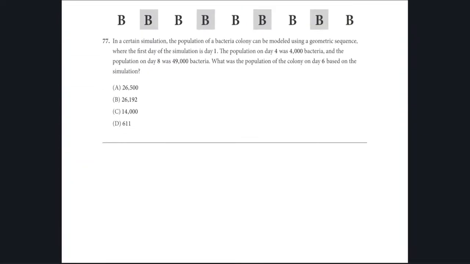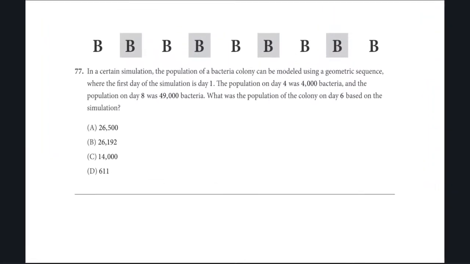The next question says that in a certain simulation, the population of a bacteria colony can be modeled using a geometric sequence, where the first day of the simulation is day one. The population on day four was 4,000 bacteria, and on day 8 was 49,000 bacteria. What was the population of the colony on day 6 based on the simulation?